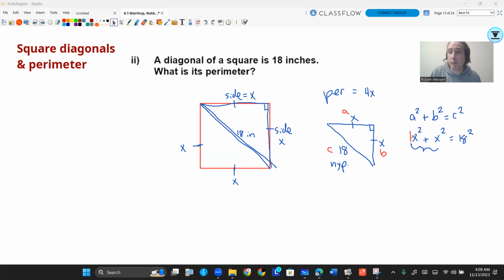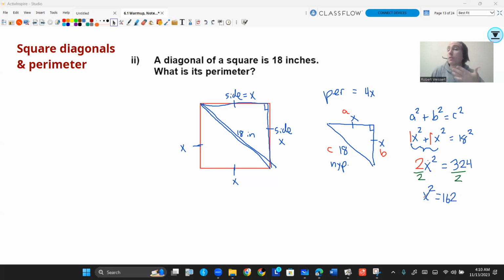So how many do I have? I have 1x squared and 1x squared, so I have 2x squared. 2x squared equals 18 squared. Well, 18 times 18, using my calculator, is 324. Now I can solve that pretty easily. I'll divide both sides by 2. 324 divided by 2 is 162. So x squared is equal to 162.